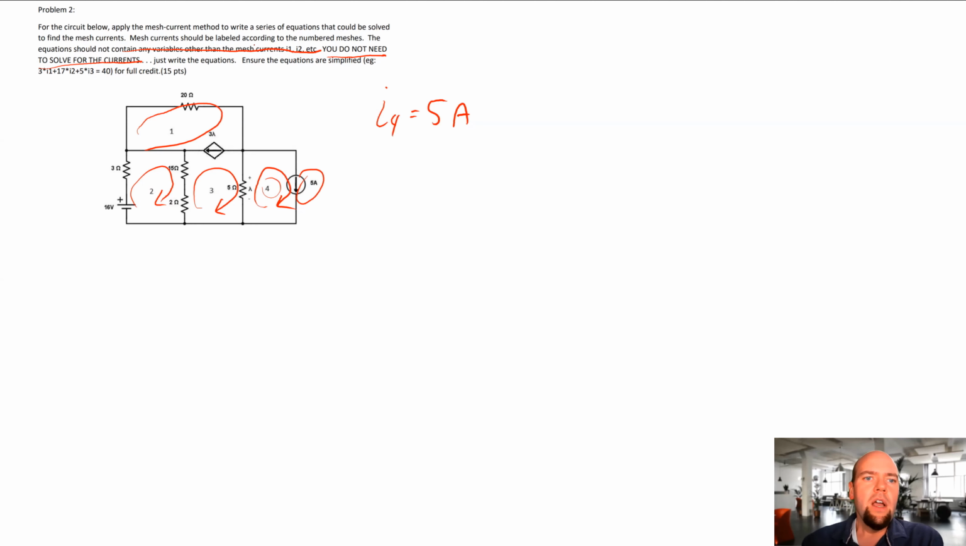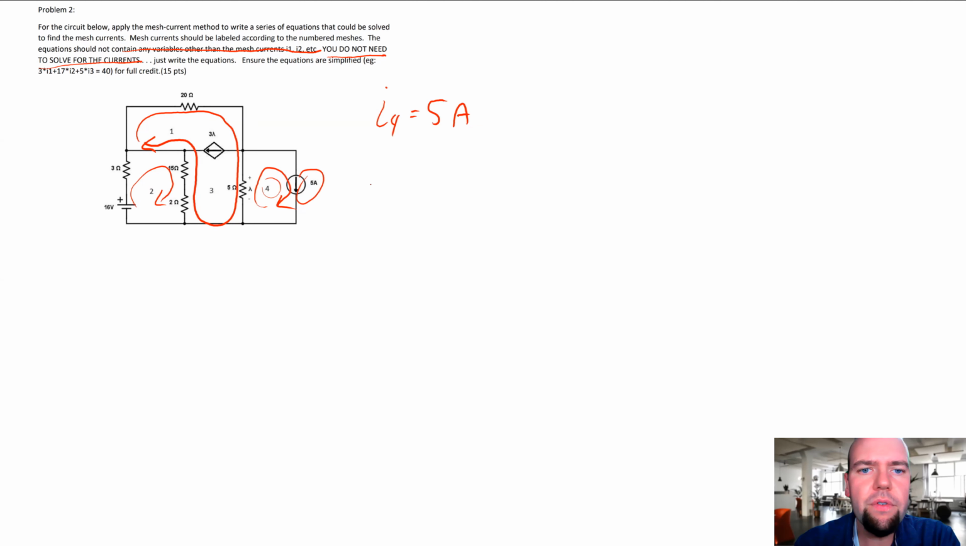So the other thing is we have a current supply in between two meshes. So what is that? That is the case where we have to use a super mesh. And it's a dependent current supply, but it's a current supply. So current supply in between two meshes is super mesh. The fact that it's a dependent current supply means after we get this equation done, we're going to have to plug in a little equation for that lambda, but I don't care. It's a current supply. We're just going to treat it like a current supply for now. So it does mean, though, that we're going to have to write a super mesh equation for this one, all the way around here. So let's go ahead and do that.